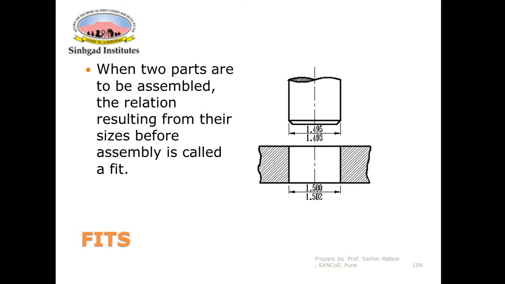Then what is the meaning of fit? Fit is nothing but when two parts are to be assembled, the relation resulting from their sizes before assembly is called a fit. One example is shown. This is a shaft, this is a hole. The sizes of the shaft are given as 1.495 and 1.493. These are the two extremes. This is the minimum size, this is the maximum size of the shaft.